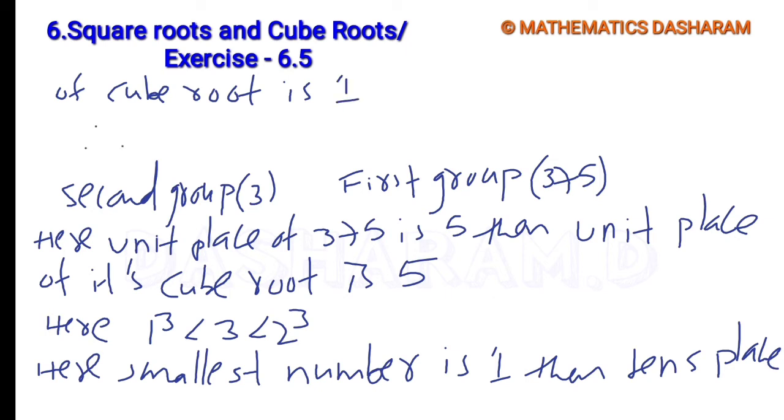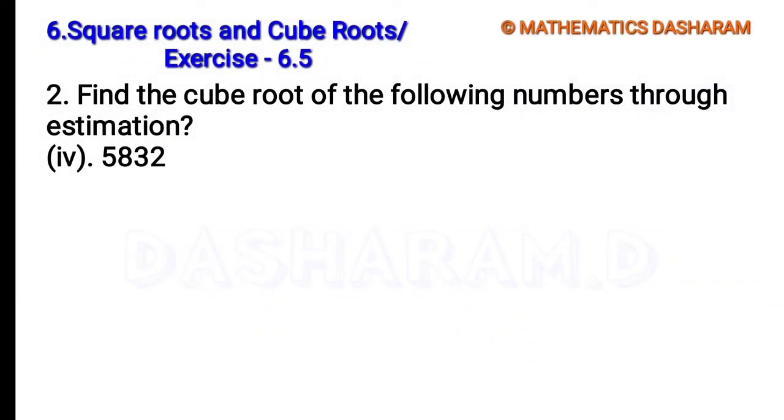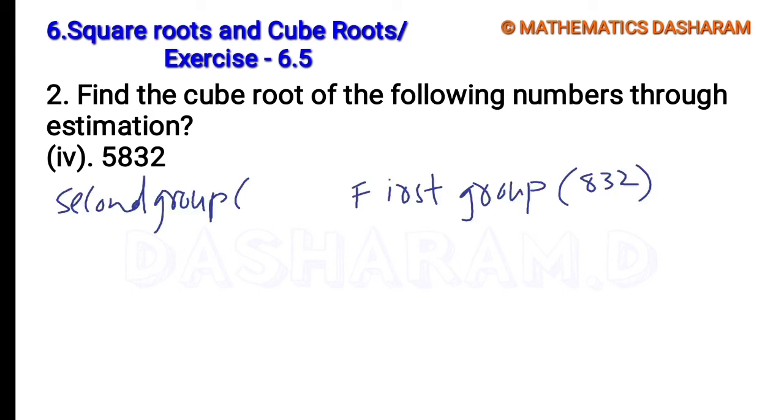So the cube root of 3375: from the first group the unit place is 5 and from the second group the tens place is 1, so overall 15 is the answer. Next, the fourth question, 5832. The first group is 832, and the next group is 5.